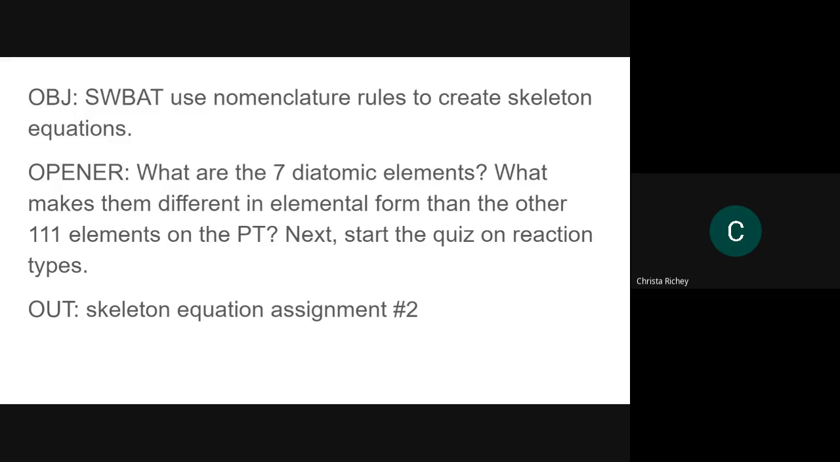Let me look and see how you guys are doing. I haven't moved anything over into Parent Portal yet. Really the only things that I've put in were the one from Tuesday, which was the review, the one from Wednesday, which was identifying the types of reactions. And if you turn in the paper version of skeletons, I had put that into Canvas, but I have not moved anything over to Parent Portal. Does it say skeleton equations number 1 on it? Yep.